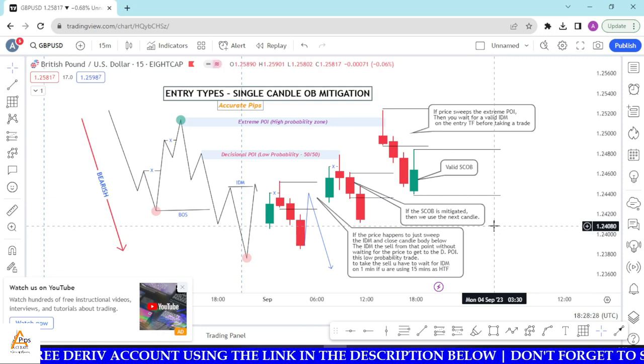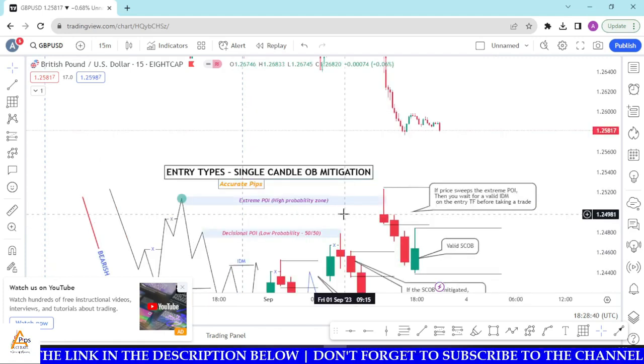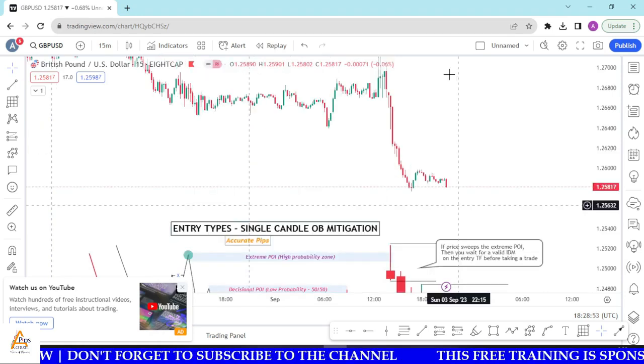Okay, any question on this before I move on? Any question on this before I move on? Yeah, Emmanuel. Is there any difference between the single candle and the IFC? Yeah, they are the same and different.